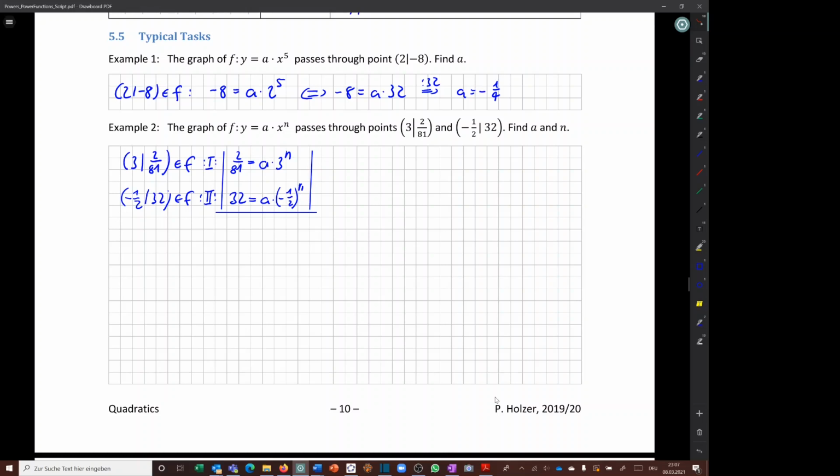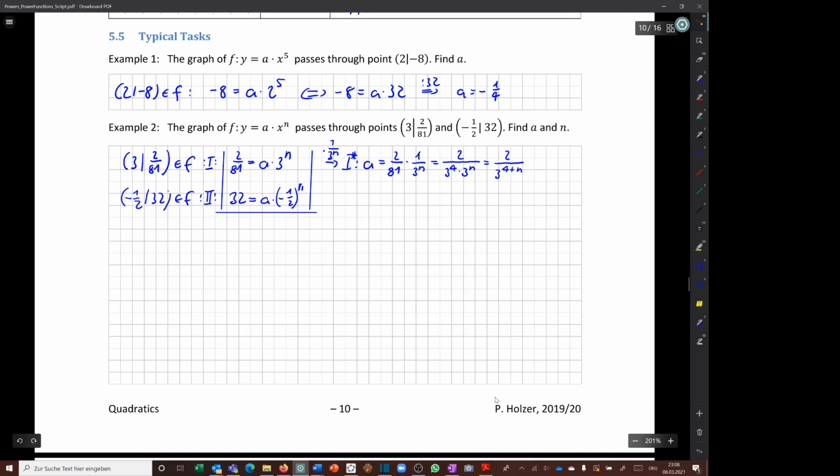The simplest way will be to use the substitution method. So let us solve the first equation for a. We multiply both sides by 1 divided by 3 to the power of n. So this goes to the left side, and we get on the right hand side only a. We switch sides, so we get a equals 2 divided by 81 times 1 divided by 3 to the power of n. 81 is 3 to the power of 4, and we can rewrite the whole thing as 2 divided by 3 to the power of 4 plus n.